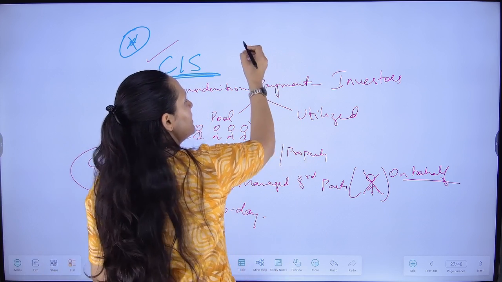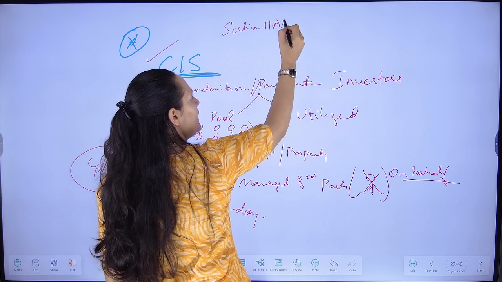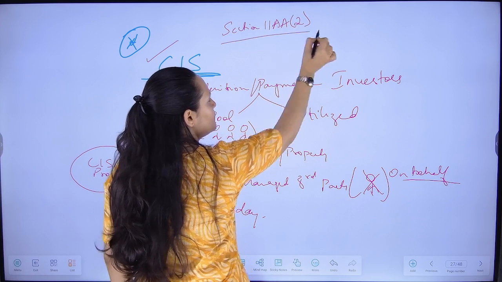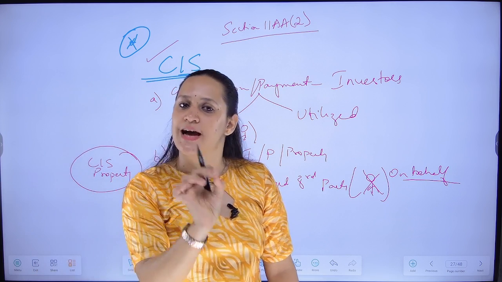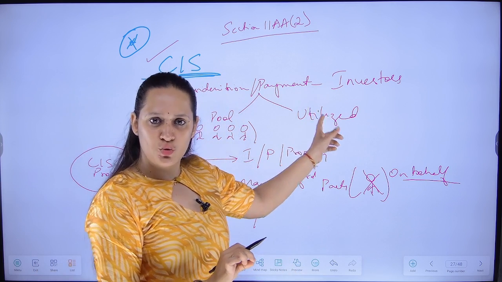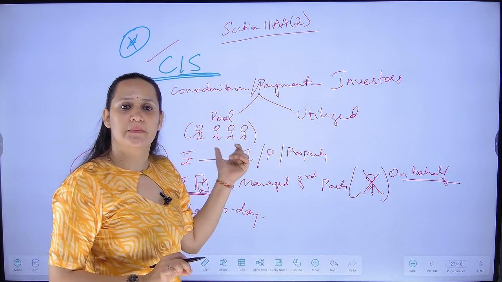So these conditions are given under section 11AA subsection 2. Subsection 1 says that a collective investment scheme is a scheme which satisfies the conditions given under subsection 2 and subsection 2A. We have already seen what the conditions given under subsection 2 are.